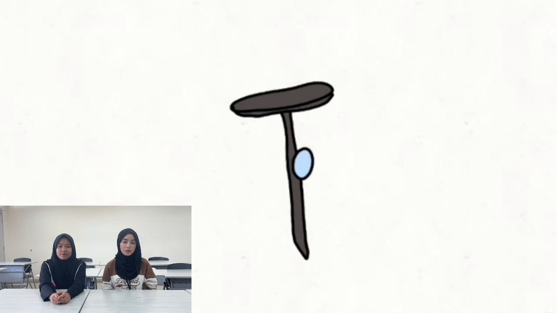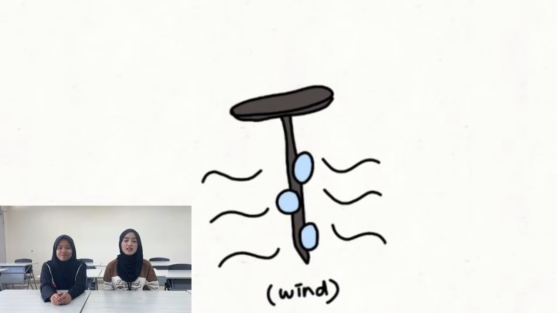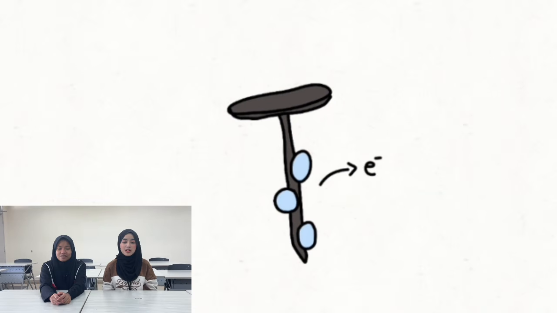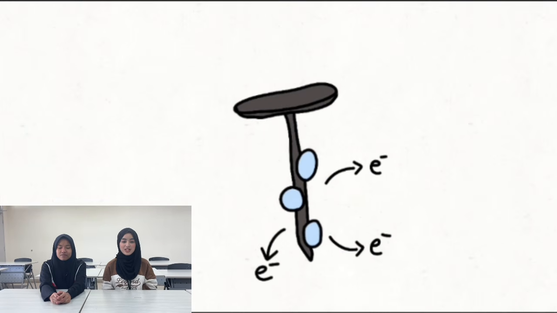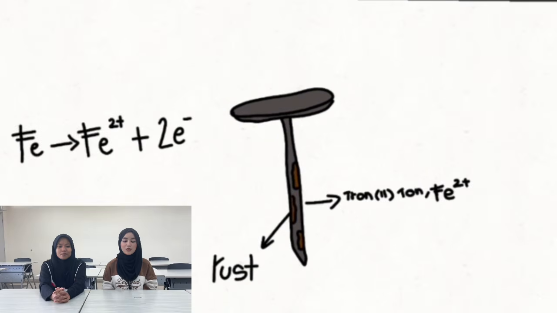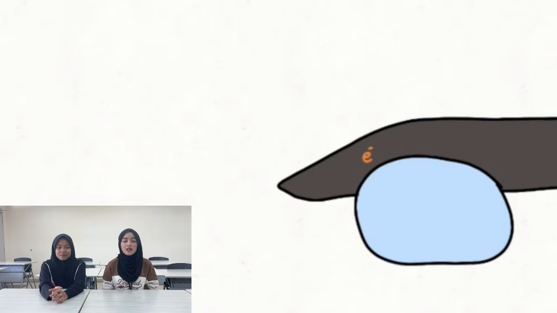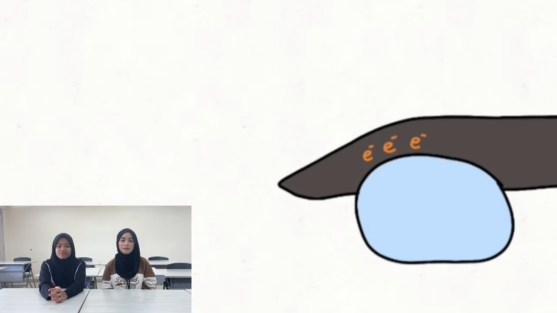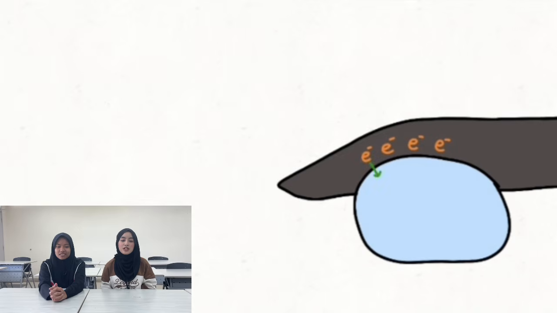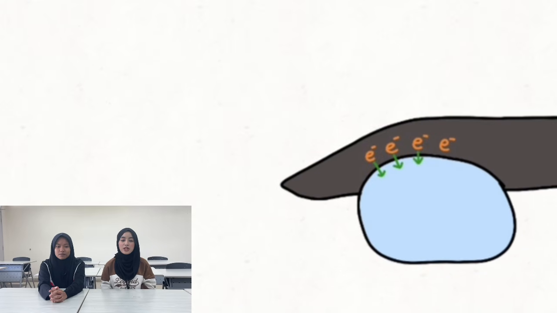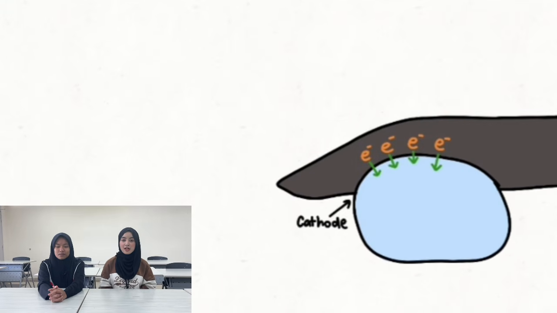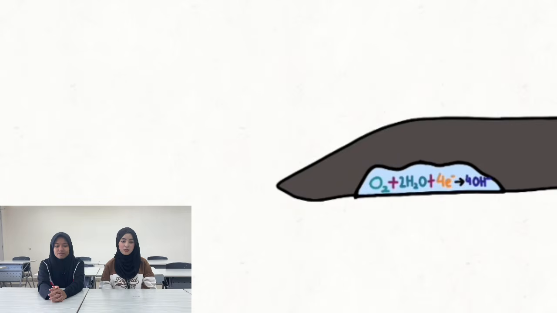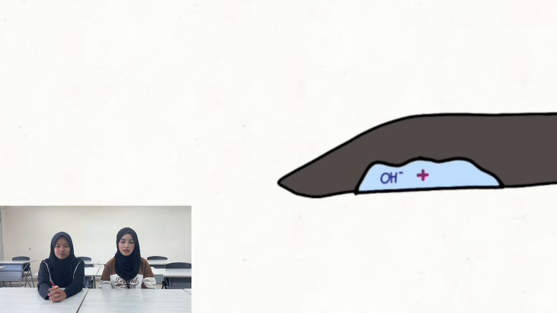When there are water droplets on an iron nail, the iron nail acts as the anode. This means that the iron nail releases electrons and is oxidized to form iron(II) ion. The electrons that are released by the iron nail flow to the edge of the water droplet through the iron surface. This is because the edge of the water droplet now acts as a cathode.